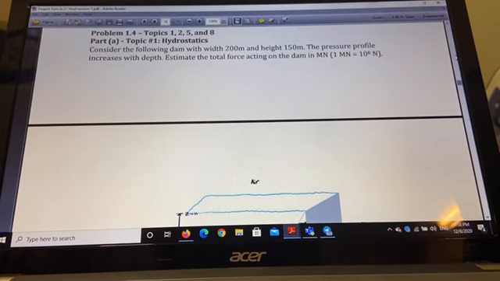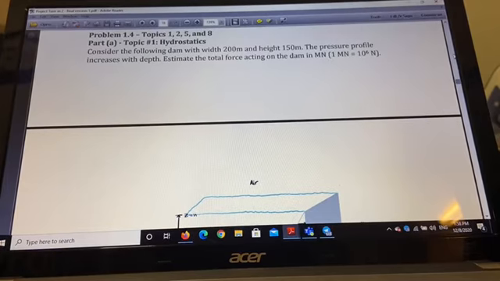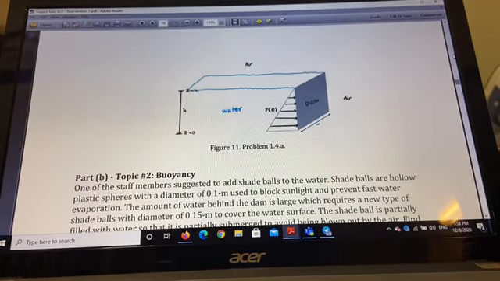So we have a dam where the pressure profile increases as the depth increases, and we want to calculate the total force acting on the dam in meganewtons. Here's the picture of that.